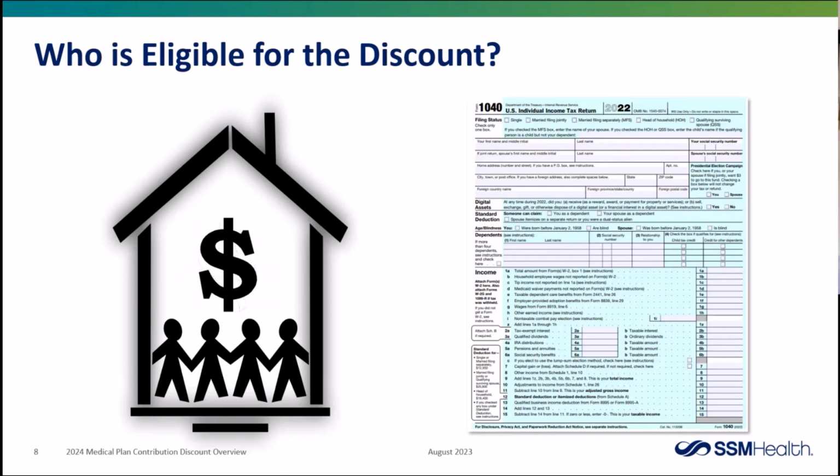Okay, so let me get this straight. If I had a baby in June of 2023, it won't affect my 2024 discount, even though my household size changed, right? Correct. It is based on your 2022 taxes. Okay. All right, so Rhonda, I think it'd be really helpful if we can go through a quick example of how the discount level is determined.